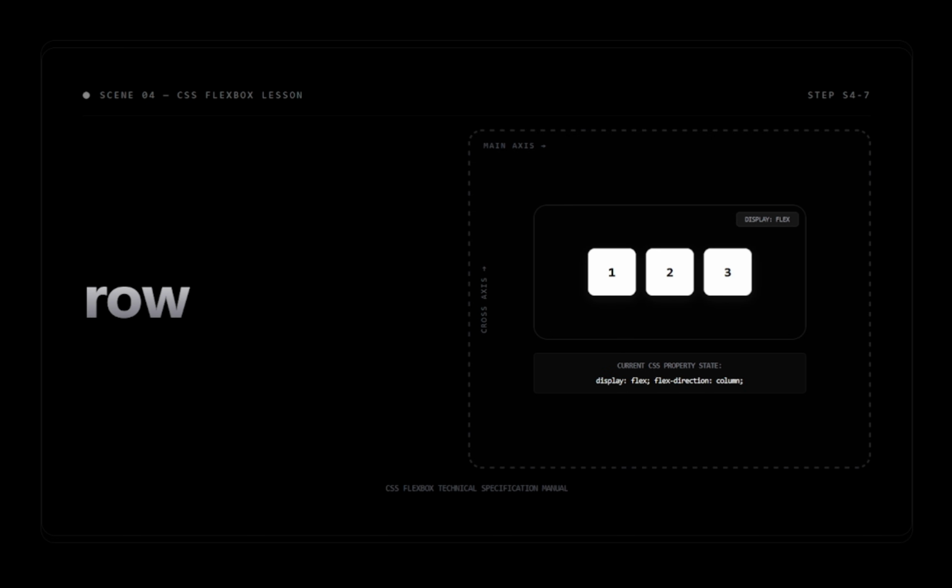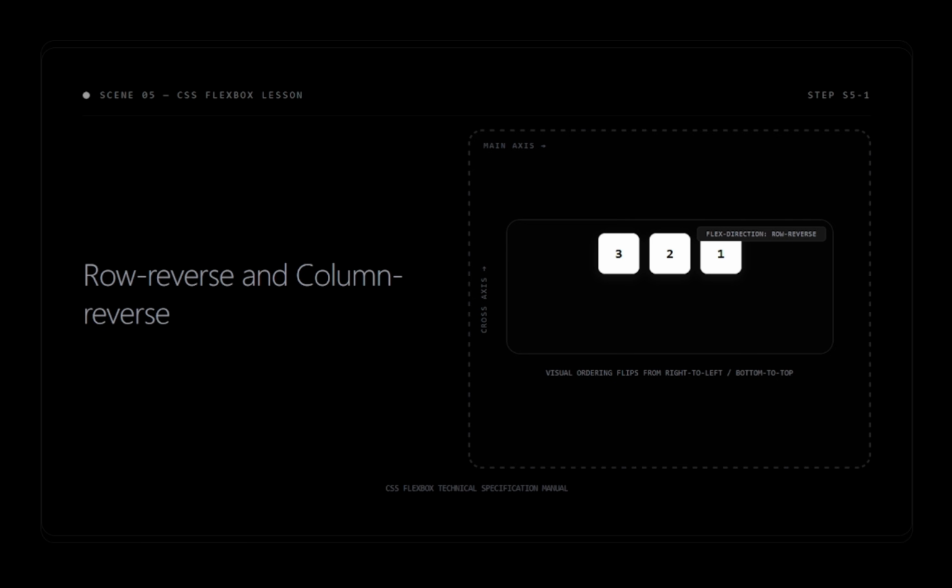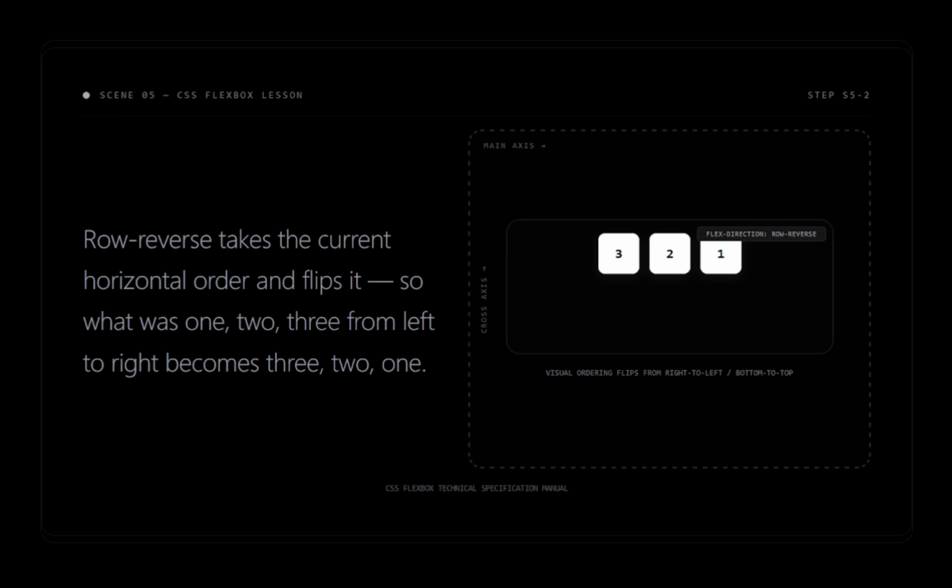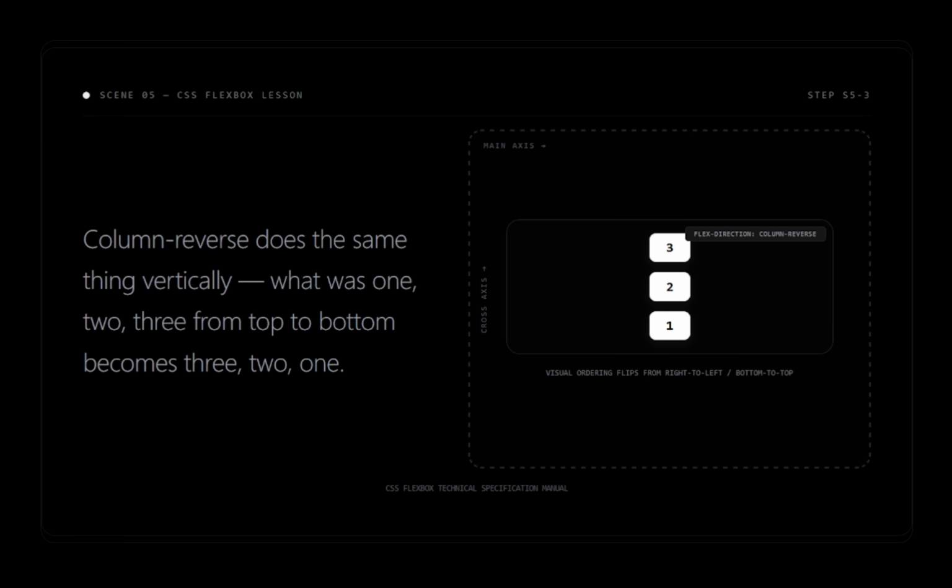If we then want them to stack vertically again, we use flex direction set to column. With that property applied, the items return to a vertical arrangement. We also have row reverse and column reverse. Row reverse takes the current horizontal order and flips it. So what was 1, 2, 3 from left to right becomes 3, 2, 1. Column reverse does the same thing vertically. What was 1, 2, 3 from top to bottom becomes 3, 2, 1.